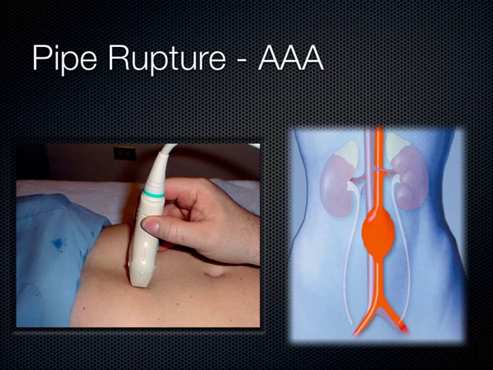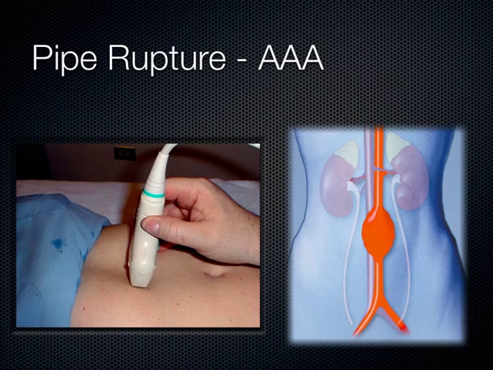Now, with AAA, you're going to have that indicator aimed to the patient's right, and you could use either the C60 or the P21, either the phased array transducer or the large footprint curved probe, indicator aimed to the patient's right, and what you're looking for is either a fusiform or a saccular aneurysm. What's the difference? A fusiform aneurysm is one that is concentrically dilated, okay? A saccular aneurysm is where you have an aneurysm hanging off to the side of the aorta.